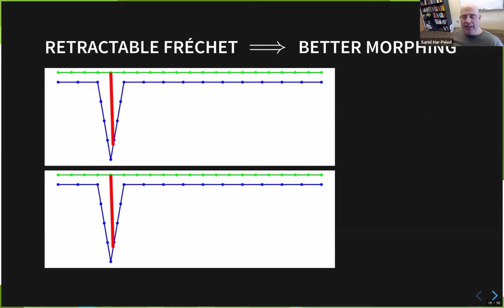And as you can see, the retractable version essentially stops and waits until the leash gets short again, and only then it starts moving forward, while the regular Fréchet morphing, once it hits the maximum, sticks with it, right? So hopefully you believe that the bottom one is better.